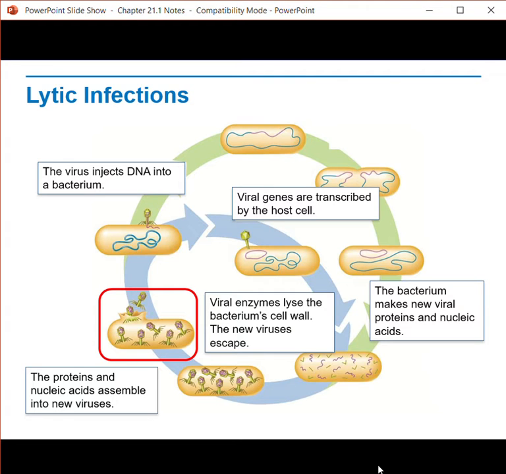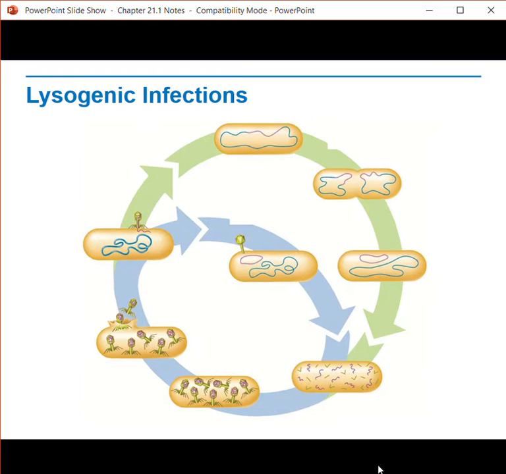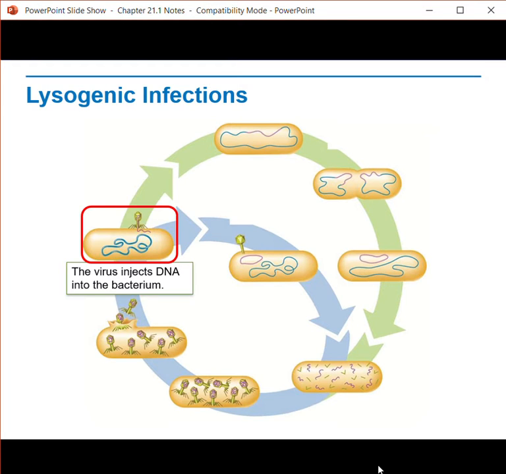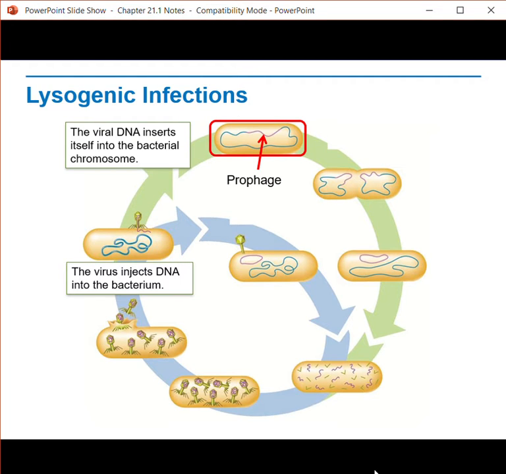And that leaves us to here, where we're starting with lysogenic infections. So, step 1, the virus injects its DNA into the bacterium. The viral nucleic acid is inserted into the host cell's DNA, where it is replicated along with the host DNA without damaging the host. The virus's DNA actually becomes embedded in the host DNA and is called a prophage.